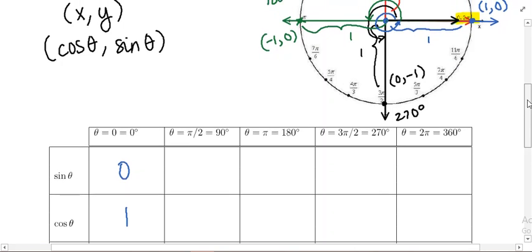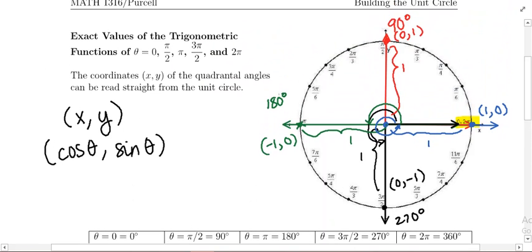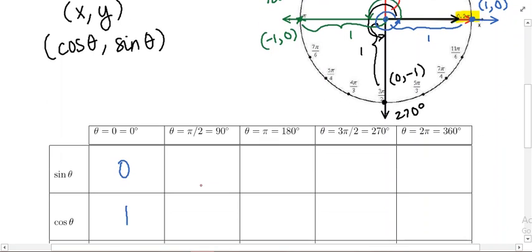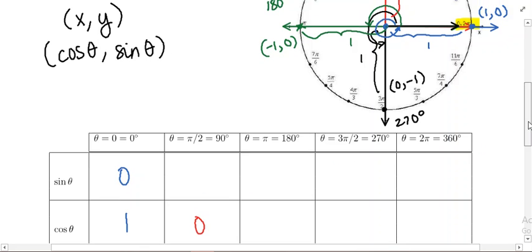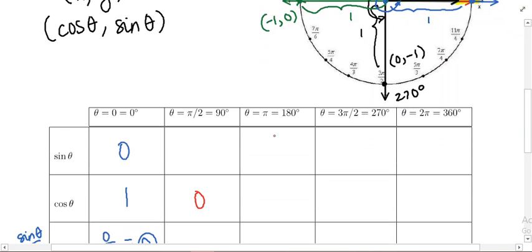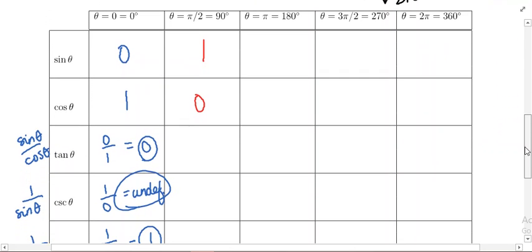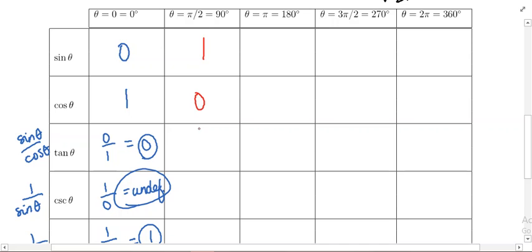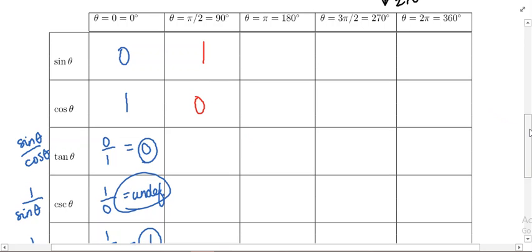Let's look at 90 degrees. So at 90 degrees, our coordinates are 0, 1. The x coordinate is 0, so the cosine will be 0. The y coordinate is +1, so that's the sine of 90 degrees, or the sine of pi over 2. You can use these two values to calculate the remaining 4 trig functions, and like I said, that will be posted in the filled out notes.